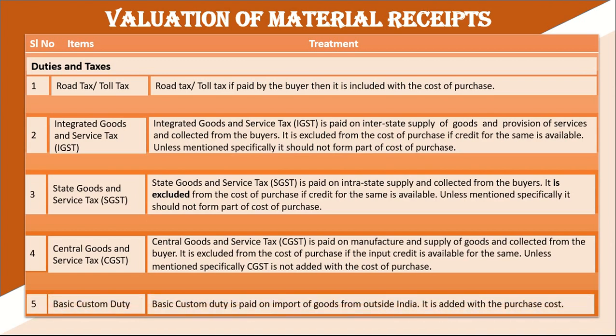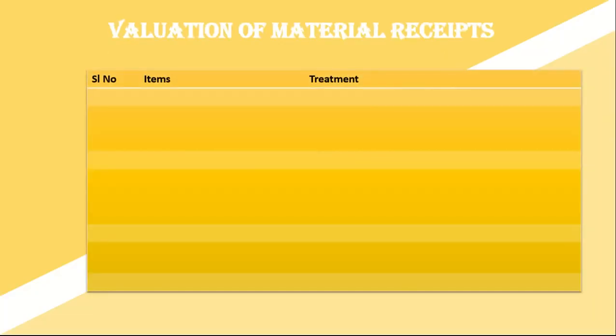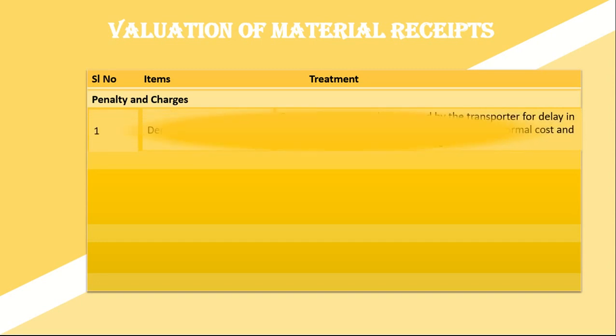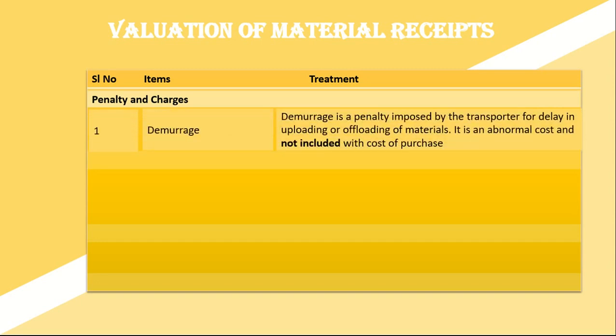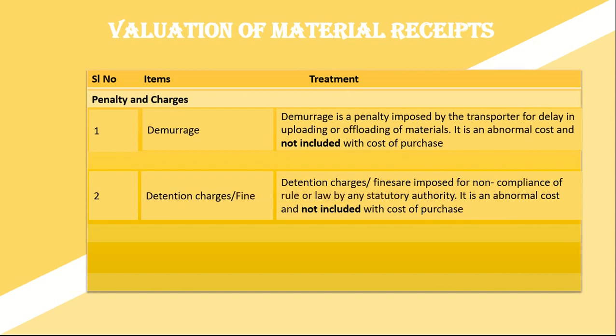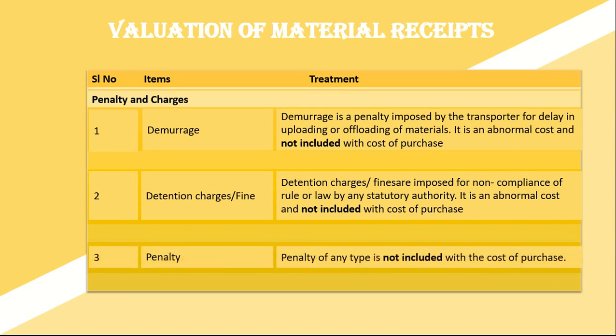Basic custom duty. Basic custom duty is paid on import of goods from outside India. It is added with the purchase cost. Penalty and charges. Demurrage. Demurrage is a penalty imposed by the transporter for delay in loading or offloading of materials. It is an abnormal cost and not included with the cost of purchase. Detention charges or fine. Detention charges/fines are imposed for non-compliance of rule or law by any statutory authority. It is an abnormal cost and not included with the cost of purchase. Penalty. Penalty of any type is not included with the cost of purchase.